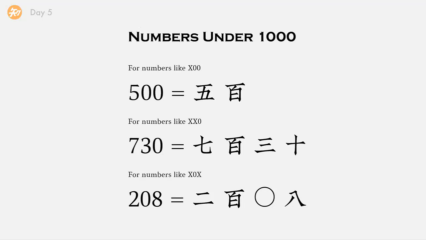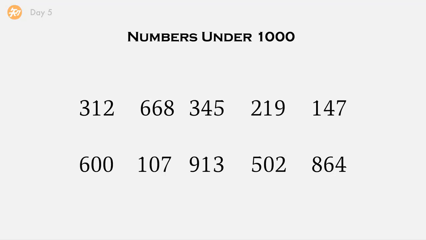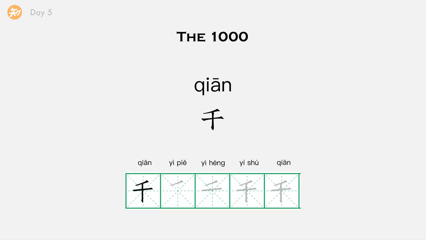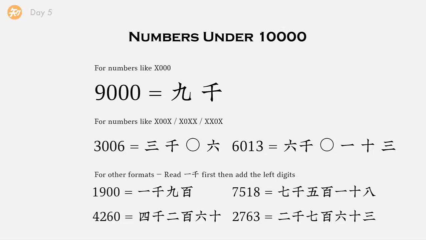For numbers that have 0 in the 10th digit, we add 0 before the unit digit. For example, 208, it's called 208. Now, here's your turn to pronounce these numbers and write the Chinese words correspondingly as well as the syllables. The next one we'll learn is 1000. It's called 千 in Chinese. Read after me. 千.